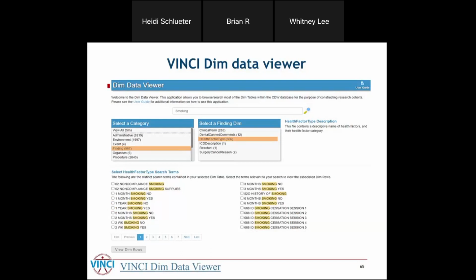So for example, let's say I'm interested in where I can find more information in the data on smoking. I've done a keyword search for smoking, and I've selected that I want it as a finding. I remember that smoking was one of the more common health factors, so let's look at that one. And this actually shows me the actual health factors that contain the keyword smoking.